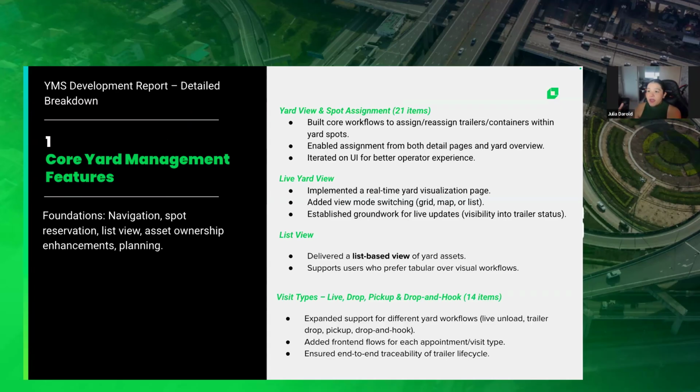Now, the work that we've done this year on the YMS is really segmented into 3 buckets. The first bucket is the core of yard management features. So the yard view, the spot assignment, the list view, which is really your yard inventory, the live yard view, so that you can see everything that's happening live, and then working through all the different visit types for live, for drop, pickups, and so on and so forth. So we've done a lot of work around that to be able to build a system that encompasses all of these concepts.